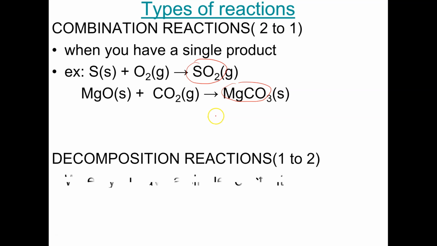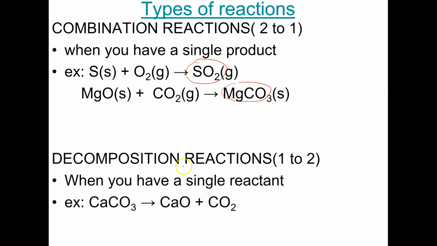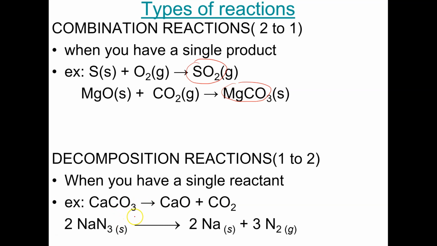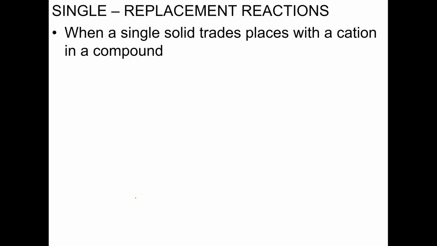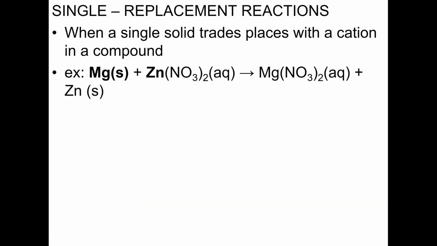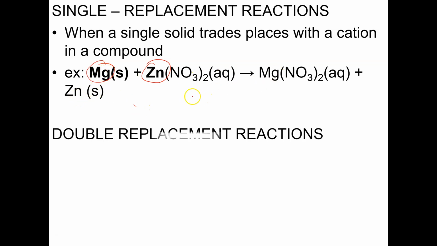Decomposition is the opposite. You have a single reactant instead. So anytime you see a single reactant, it's always going to be decomposition. Single replacement is when you have a single element in a compound and they trade places, the cations do. So this and this trade places. So whenever you see that, it's called single replacement. You can see the zinc goes alone, magnesium goes into the compound.